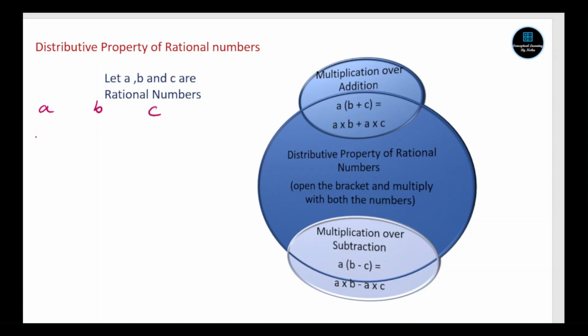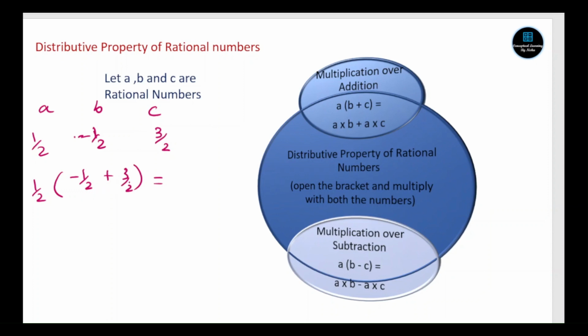Let's say I am taking 1 half, negative 1 half, and I am taking this as 3 over 2. So I have taken these three numbers. Now I'll do this first: a into b plus c. So 1 half into negative 1 half plus 3 over 2. If I solve this, what do we get?